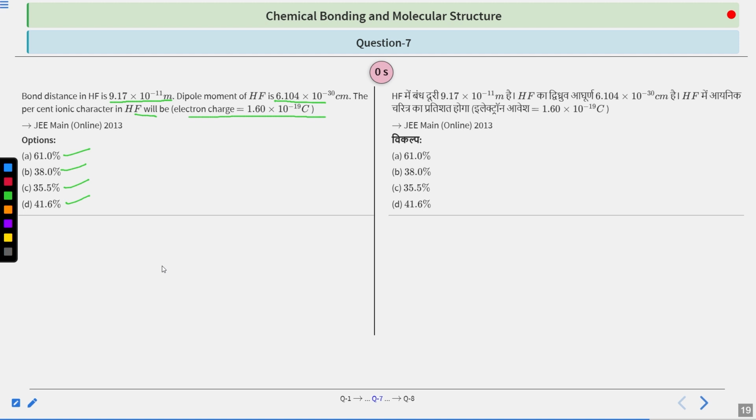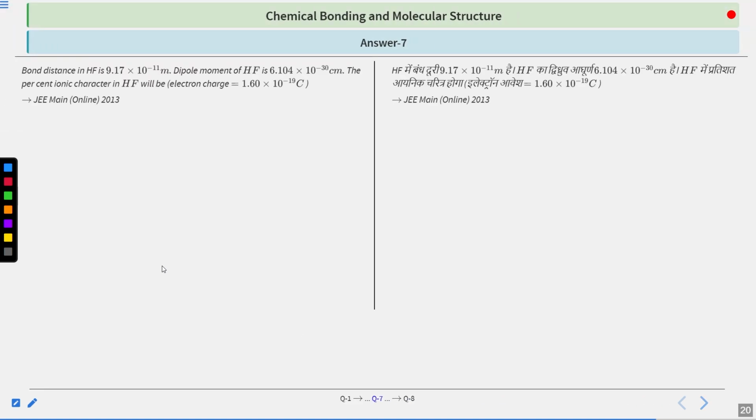Now let us see the solution. So how will we calculate it? For that, all the data are given. The bond distance is given and your experimental dipole moment is given. So let us see what the answer is. The answer is D. How will we calculate it?